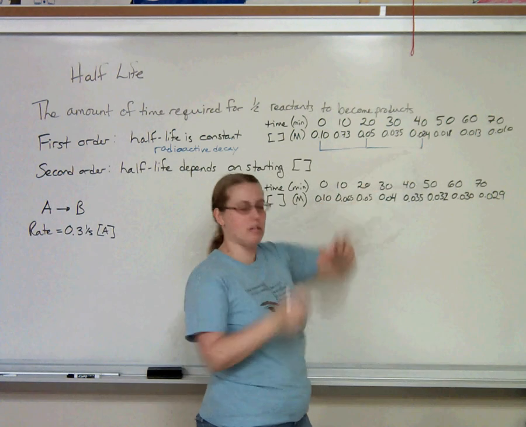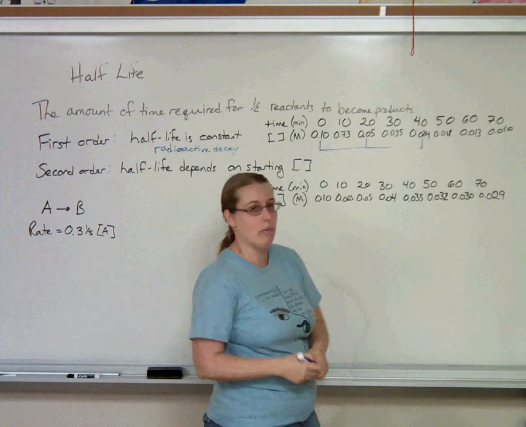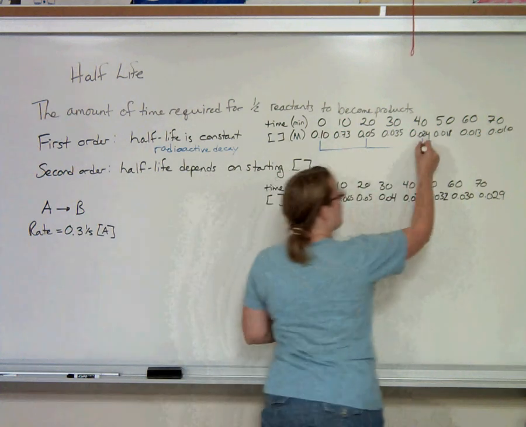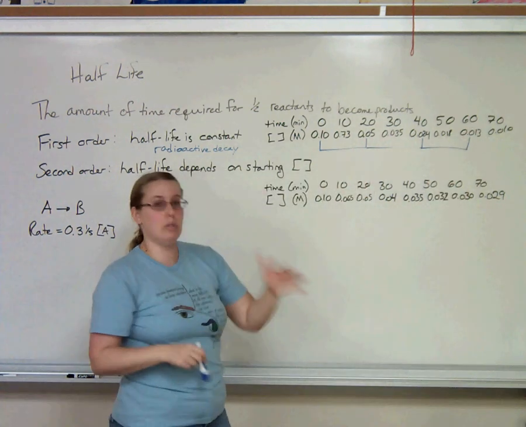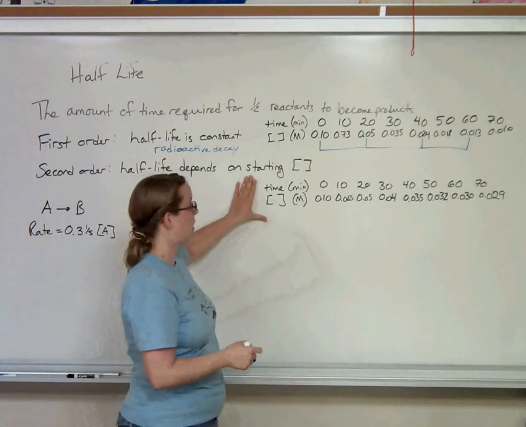Now you're going to notice that these tables, because they're experimental data, aren't going to come out exactly perfectly, so I tried to replicate that here. But it's about half, and again, if we look 20 minutes later, it's about half again. So every 20 minutes, you're losing half of your reactants. That is what happens in a first-order reaction. Let's look at what happens in the second-order reaction.